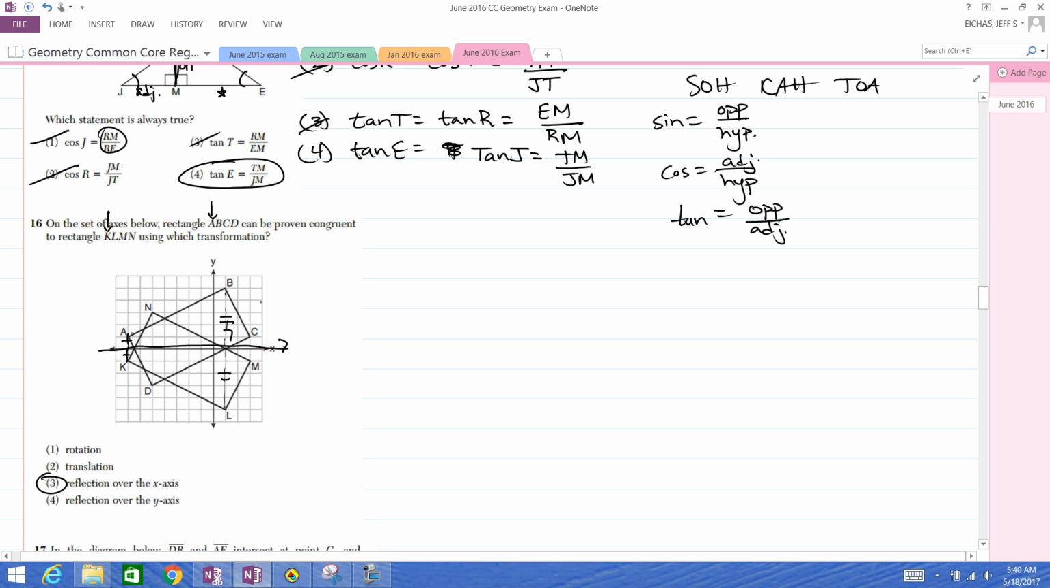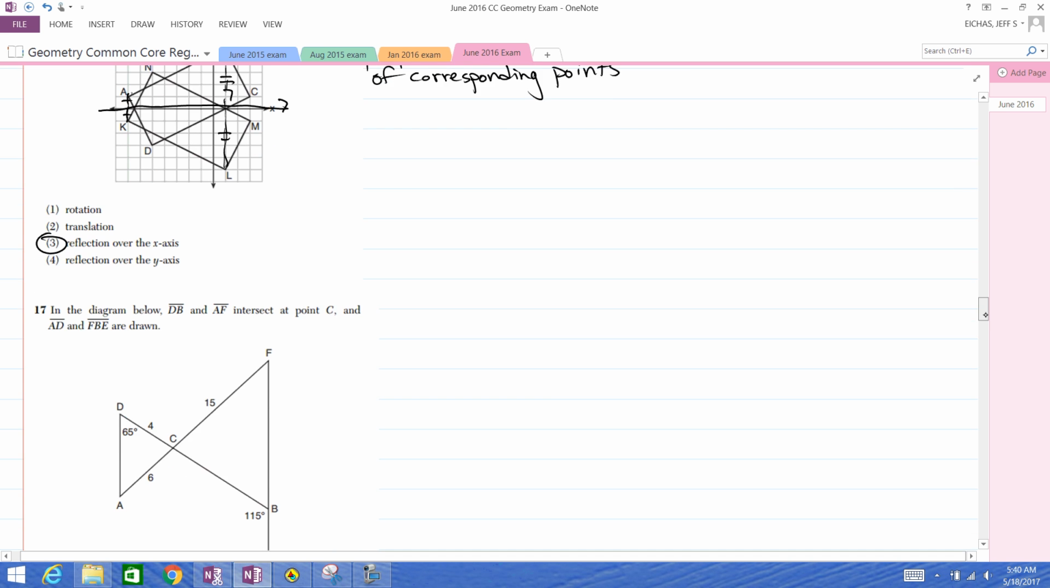And it's just because it's the perpendicular bisector of all these corresponding points. So A to K, B to L, the x-axis is the perpendicular bisector. So that's why it must be a line reflection. All right.